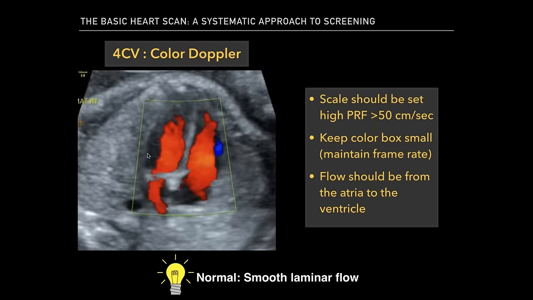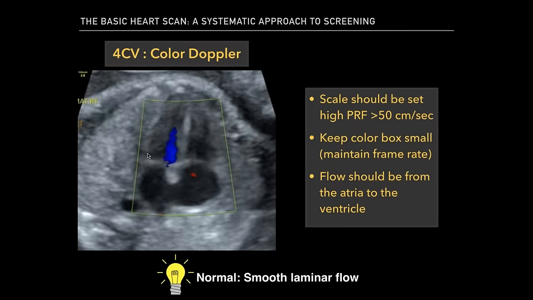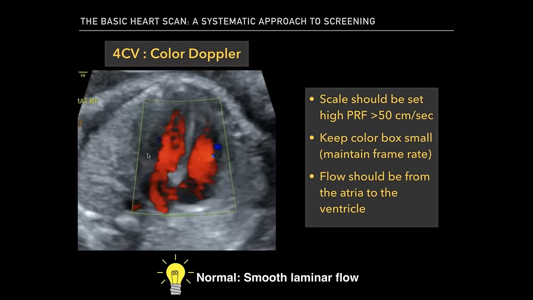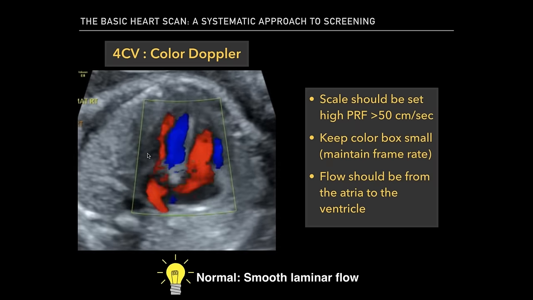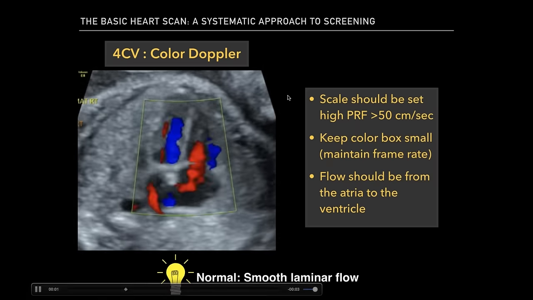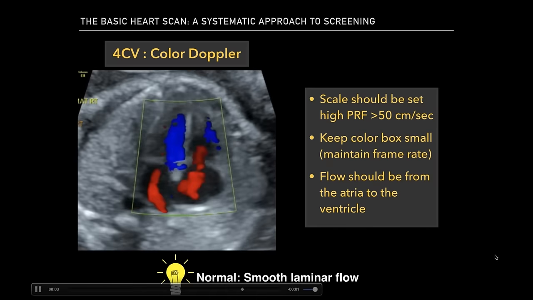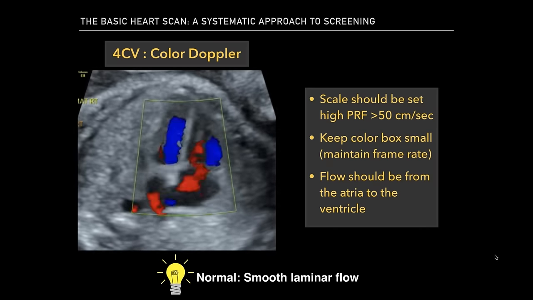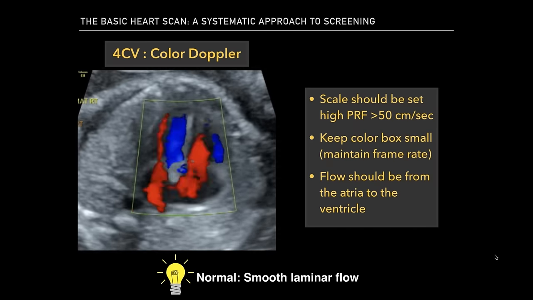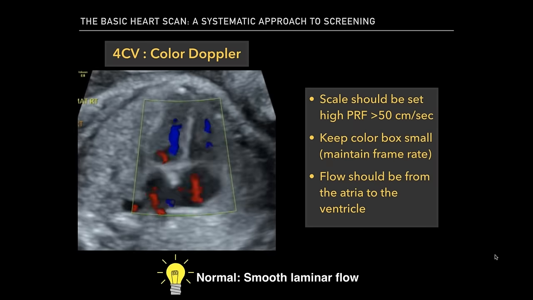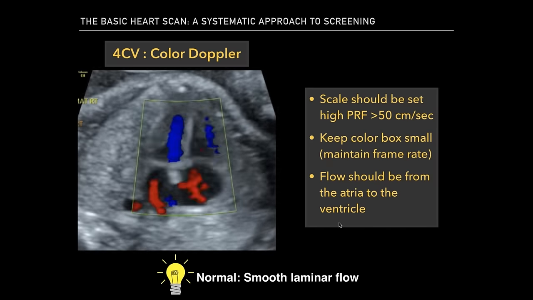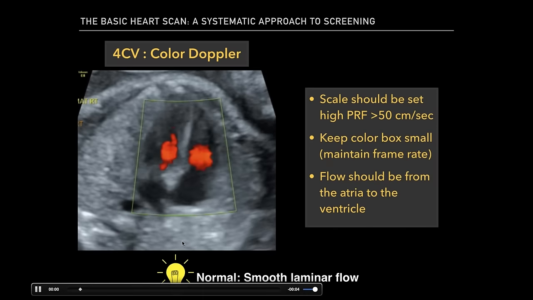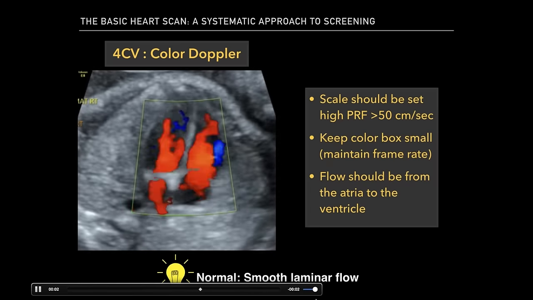We utilize color Doppler to assess the mitral valve and tricuspid valve inflow. You want to do this in an apical four-chamber view, since your angle of insonation is parallel to the direction of blood flow. You want to make sure that your scale is set high, with a PRF greater than 50 centimeters per second. You also want to keep the color box small to maintain a high frame rate, and flow should be from the atria to the ventricle. Normal flow is smooth laminar flow with no evidence of leakage.